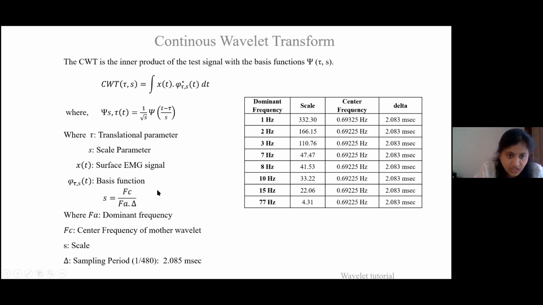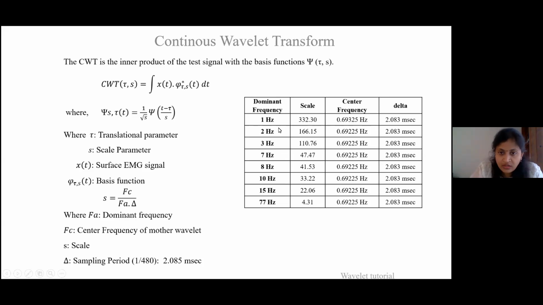It's a scaling parameter, so how to decide the scale is also an important thing. Scale can be decided by using the dominant frequency. For this you can choose the center frequency, and delta is 1 upon the sampling rate, whatever sampling rate you're using. So for your dominant frequency, you will have different scales. By doing the FFT analysis, you can find the dominant frequency in your signal, and for that dominant frequency you can design your mother wavelet and do the analysis.